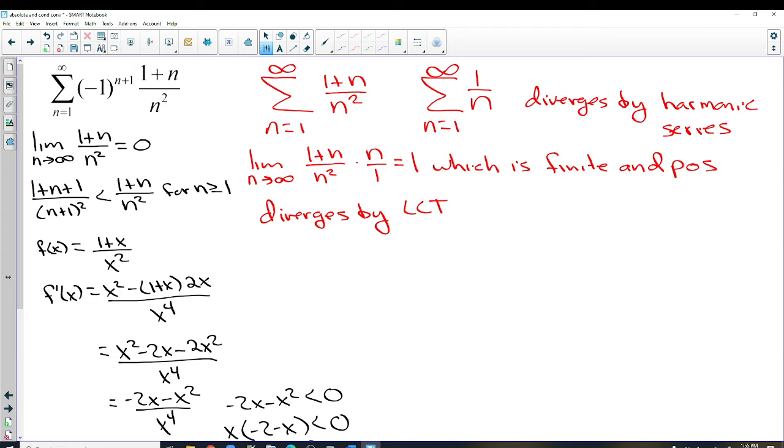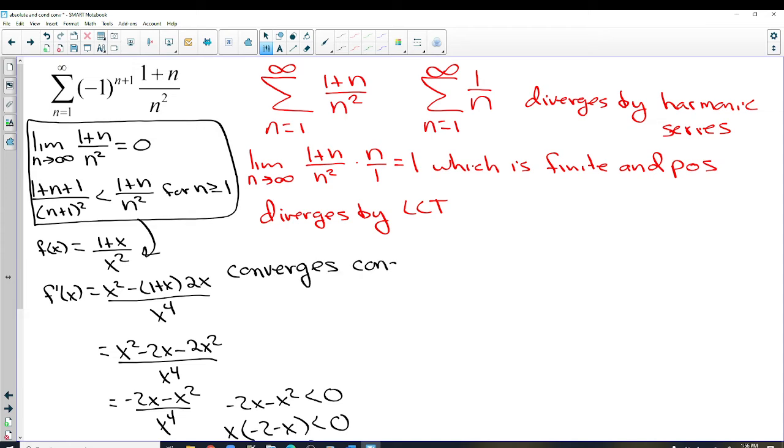Because I can say these two statements with a little help from a derivative, it converges conditionally by the alternating series test. So that's probably the one that has the most work on it. You'd have to do the most on that. That would be the longest one there, just because of that derivative stuff. Any questions?